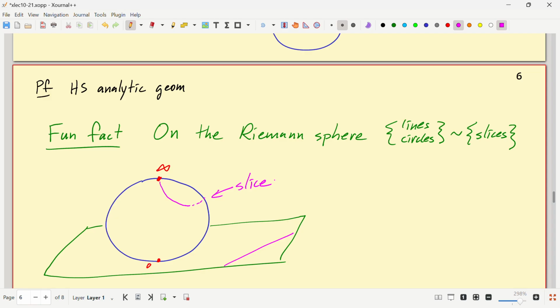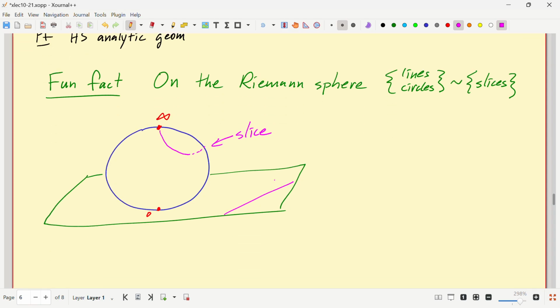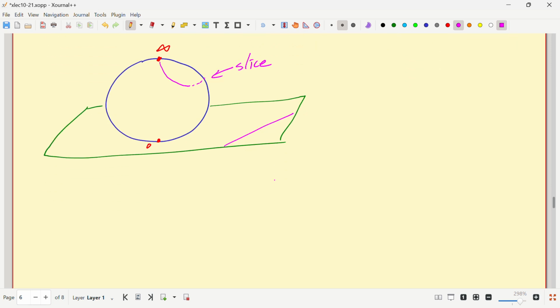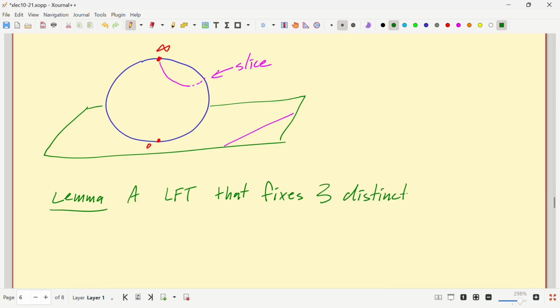Let's see. A couple more lemmas. Maybe I can get them out of the way today. And next time I'll do some fun things with LFTs. Important thing to know, besides the line circle thing, is that a linear fractional transformation that fixes 3 distinct points must be the identity.